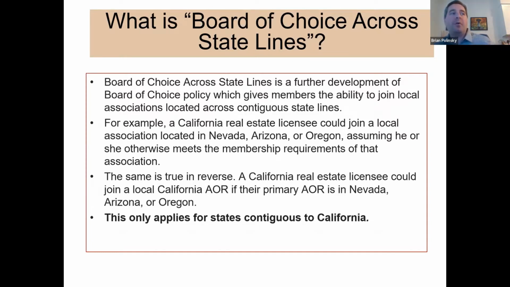But this last bold bullet point here is important. This only applies for states contiguous to California. So if someone joins as primary in a state that is not contiguous, for example, let's say you have someone who is primary in Florida and they want to join a local association in California as a secondary member, this rule would not apply. Florida is not contiguous with California. So if someone wants to join a California association coming from Florida, they actually would need to have a designated Realtor join the California association. So remember, this board of choice across state lines only applies to states contiguous to California.